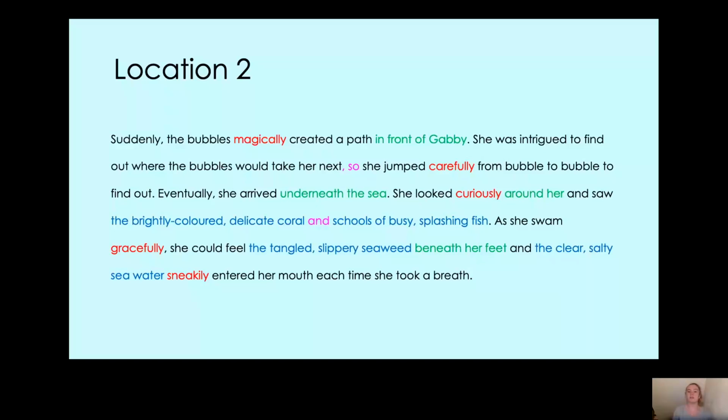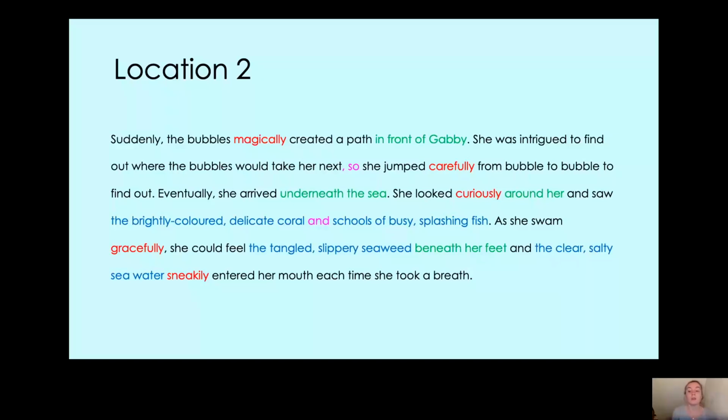So I've included two of my expanded noun phrases for the sense of sight, as well as getting a coordinating conjunction in there, the and. Okay, now you can use the expanded noun phrases that you created for the sense of sight. Okay, these are the ones I created. So she looked curiously around her and saw the brightly coloured, delicate coral and schools of busy, splashing fish. A school is a group of fish when fish swim together.